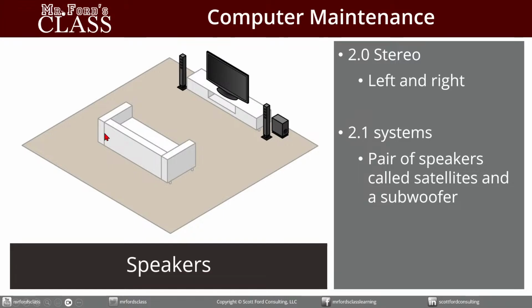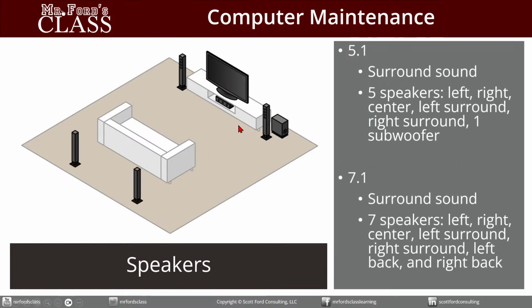And we have different speaker configurations. We have the 2.0. This is left and right speaker only. Then we have a 2.1. That .1 is called a subwoofer. The subwoofer adds the bass to your sound. So 2.1 is a pair of speakers called satellites. That's what you see here. And then a subwoofer.